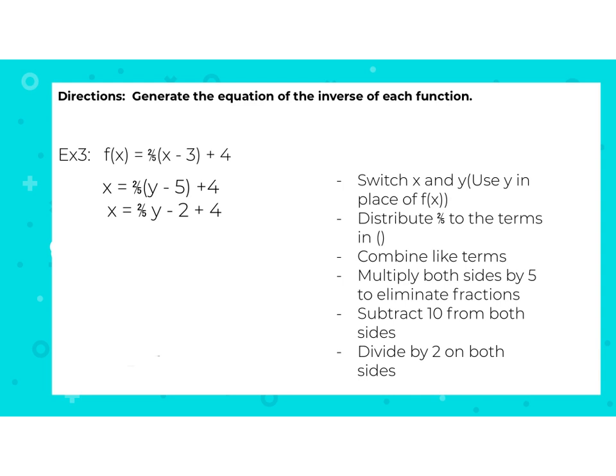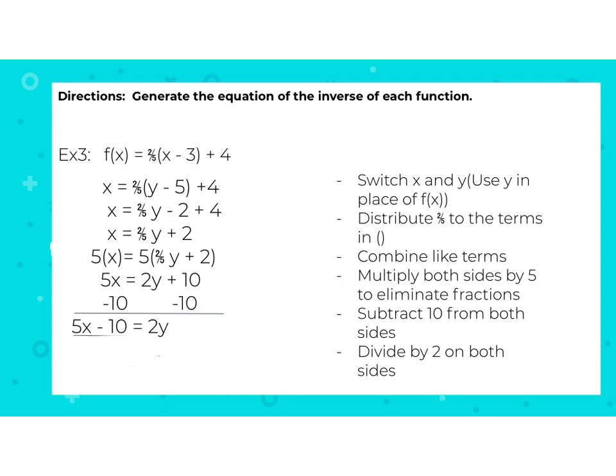And now we want to combine our like terms. So negative 2 plus 4 gives us 2. Our next step will be to multiply by 5 on both sides to eliminate the fraction. Once we do that, we end up with 5x equals 2y plus 10. And now we need to get y by itself. So now we're going to subtract 10 from both sides. And we get 5x minus 10 equals 2y. Our last step will be to divide by 2 on both sides. And we get 5/2 x minus 5 equals y.